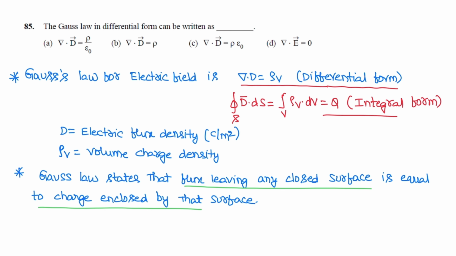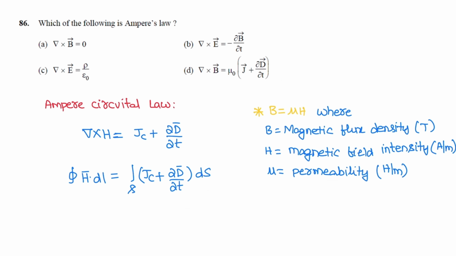Question number 86. Which of the following is Ampere's law? This is Ampere's circuital law, del cross H is equal to J bar plus dou D bar by dou t. This is in differential form, whereas in integral form, the closed line integral of H bar dot dl bar is equal to the open surface integral of Jc plus dou D bar by dou t into dS, where Jc is conduction current density.